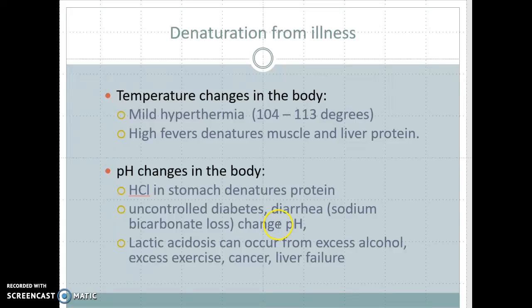that can destroy organs. And then even excess exercise, too much lactic acid buildup, or too much alcohol can cause the same thing, and that can destroy your liver. So these things can happen with illnesses as well. We have this denaturation of proteins.